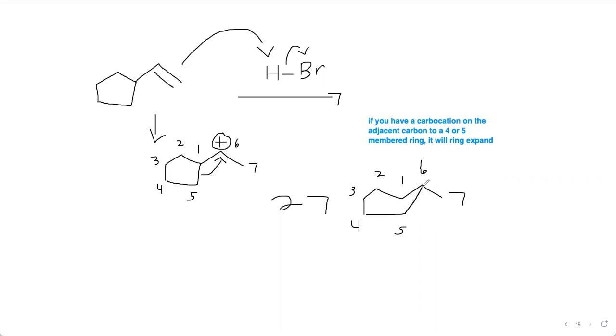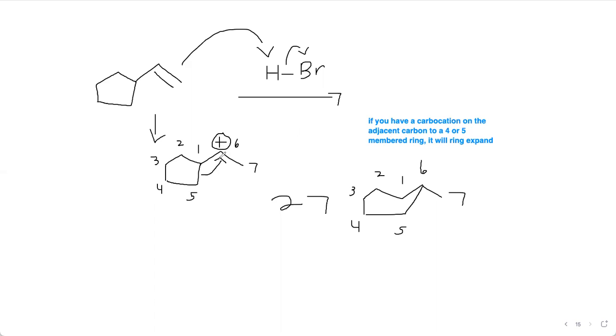All right, here we go. So if 5 is now attached to 6, I have a 6-membered ring: 1, 2, 3, 4, 5, 6. And that's where the ring expansion occurred. So we did a carbocation rearrangement. That means the carbocation moved somewhere. Well, where did it move to?